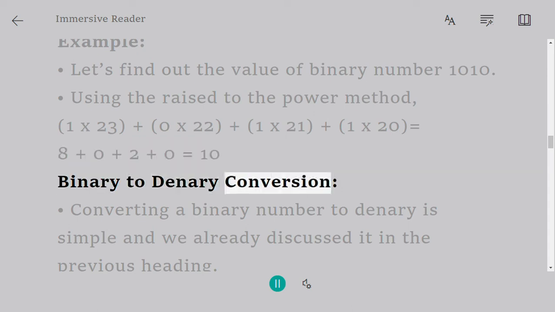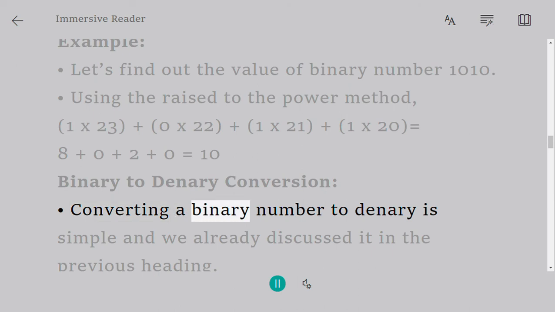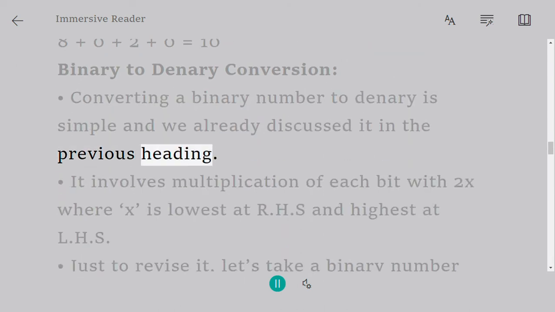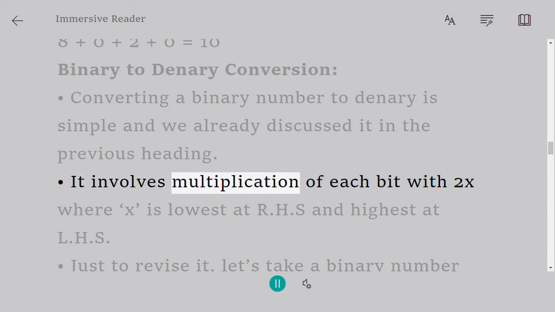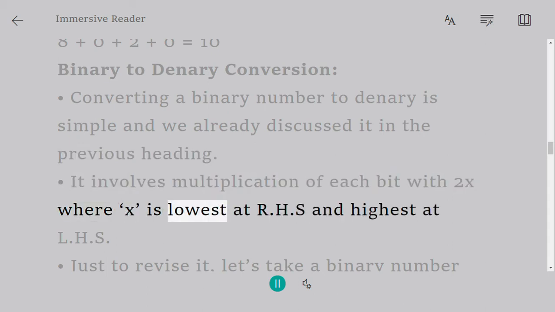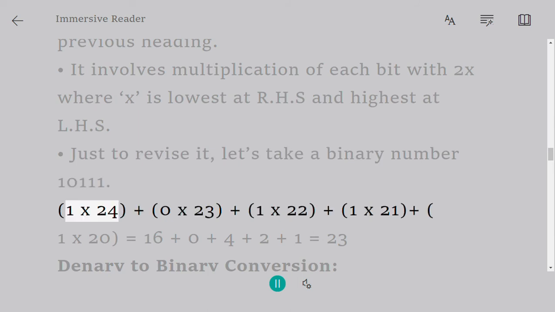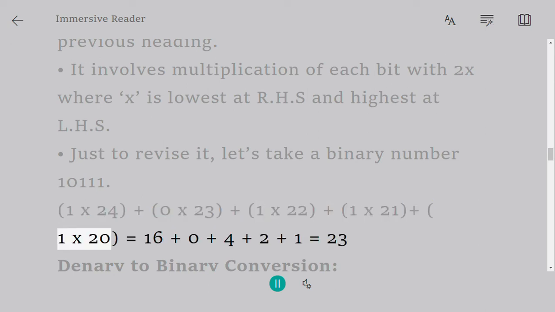Binary to denary conversion. Converting a binary number to denary is simple, and we already discussed it in the previous heading. It involves multiplication of each bit with 2^x, where x is lowest at the RHS and highest at the LHS. Just to revise it, let's take a binary number 10111. 1 by 2^4 plus 0 by 2^3 plus 1 by 2^2 plus 1 by 2^1 plus 1 by 2^0 equals 16 plus 0 plus 4 plus 2 plus 1, which is equal to 23.